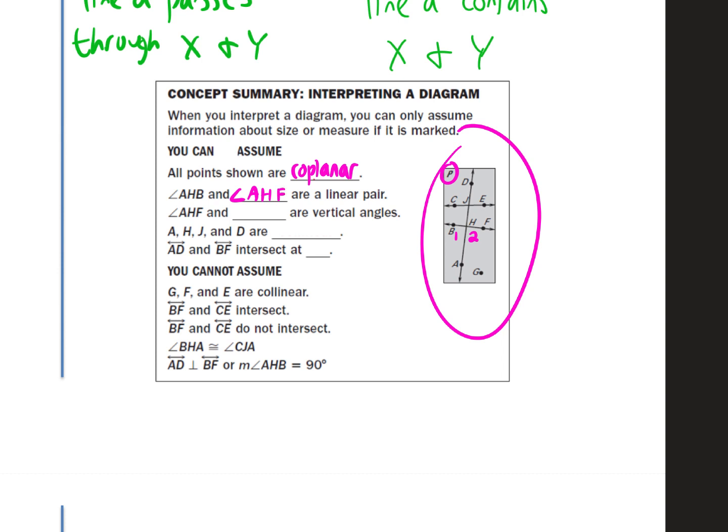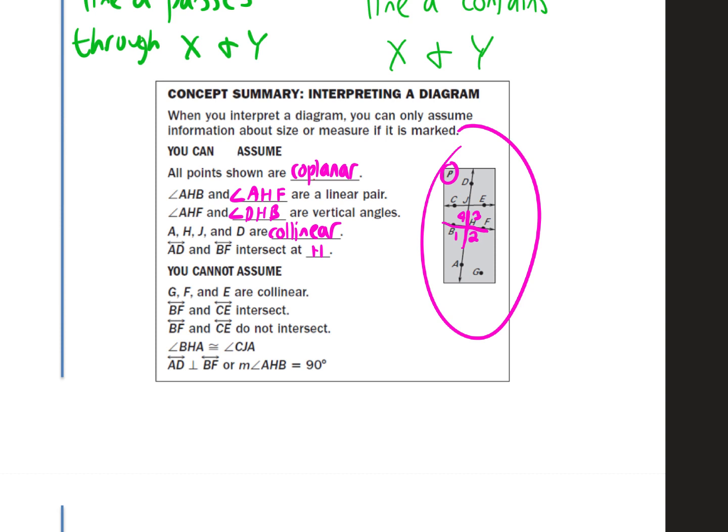What are some vertical angles with the AHF? AHF is right here. Which one's the vertical angle? Is it this one, 3, or 4? It's going to be 4. So it's going to be angle DHB. This angle right here is vertical with this angle. Okay? A, H, and D. Are they collinear? Are they on the same line? They are. They are literally on the line, so they are collinear. And we know that AD and BF intersect at which point? AD and BF. It's going to be point H.